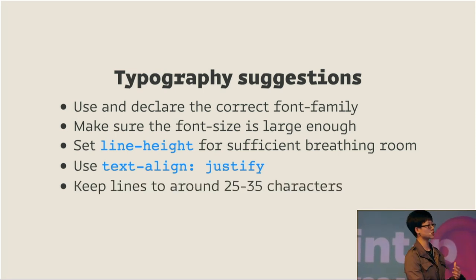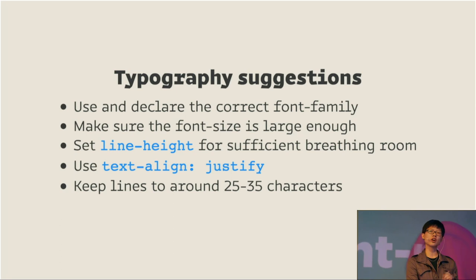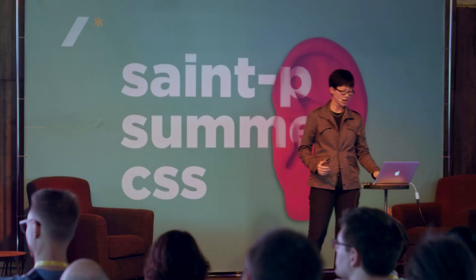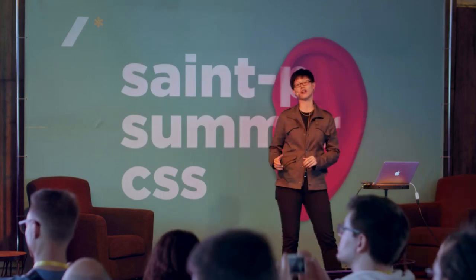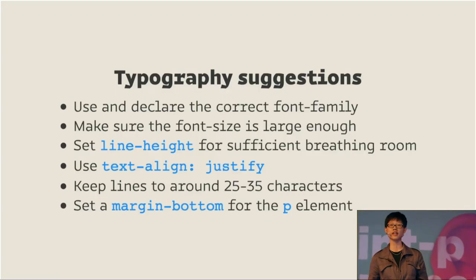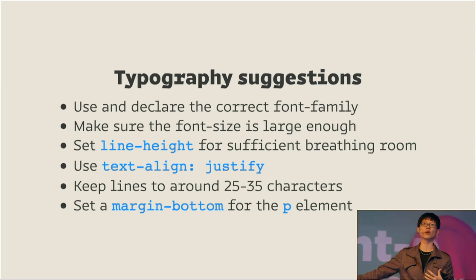Now, for Chinese characters, in contrast to Latin-based characters where the recommended length is 45 to 75 characters, 25 to 35 is more suitable because of how dense our characters are. And for print books, the start of a new paragraph is indicated by a 2-character indent, but on the web, it's actually nicer to have spaces between paragraphs. So you just want to set a margin bottom to differentiate your different paragraphs.